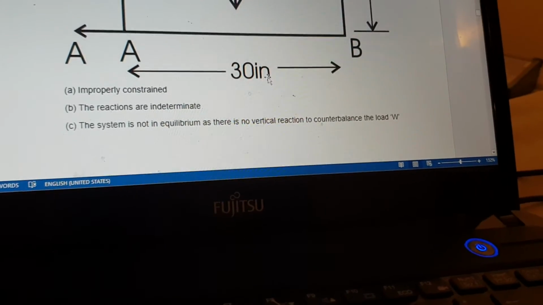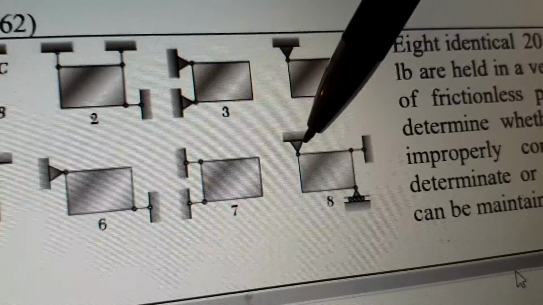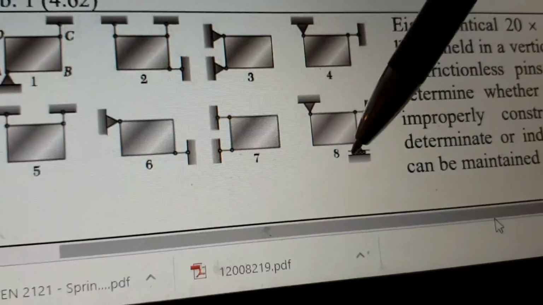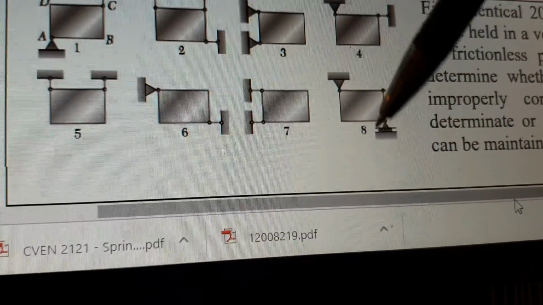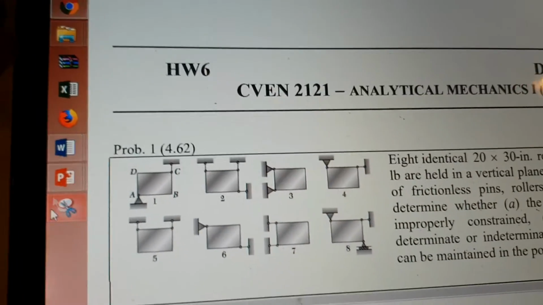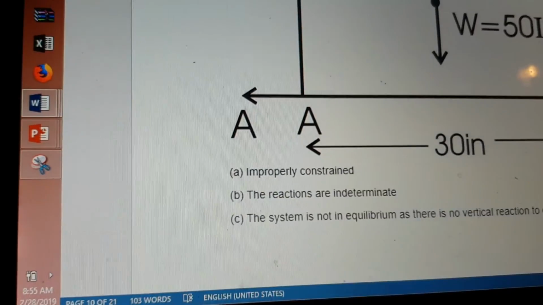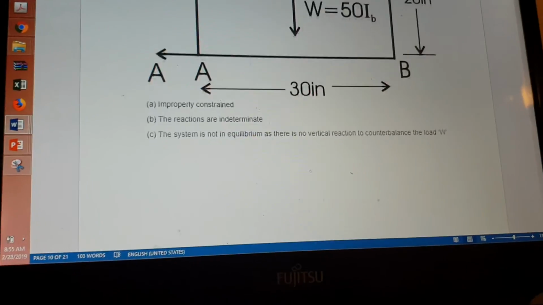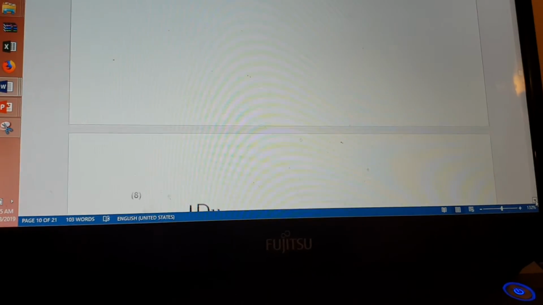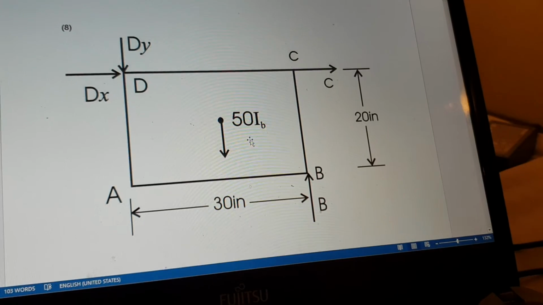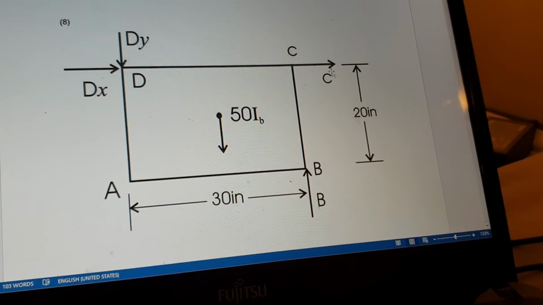Let's look at the last one. Here we have a hinge, 2 reactions, tension 1. And here there's a roller. This is a roller, 1 reaction in the y. So 1, 2, 3, 4. We have 4 unknowns, and there are 3 equations available for us. So let's look at the last one. Dx, Dy, and we have B, and we have a tension here at C.